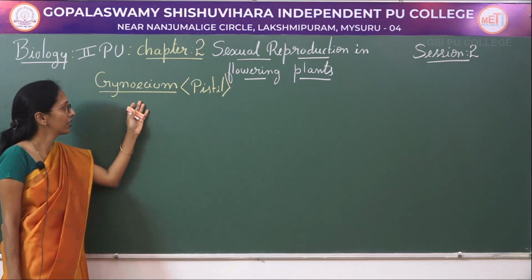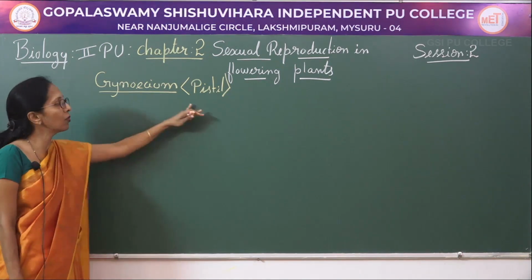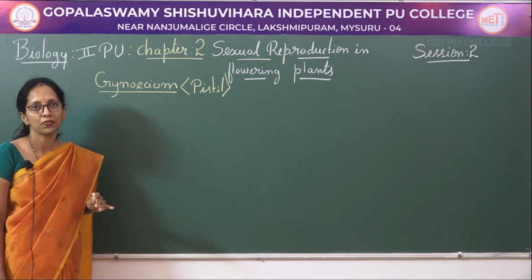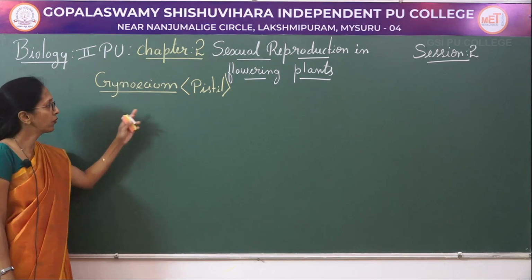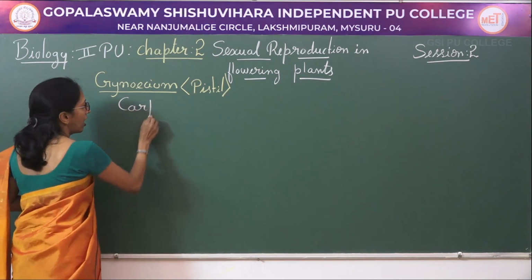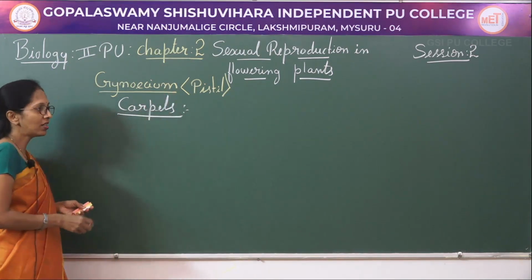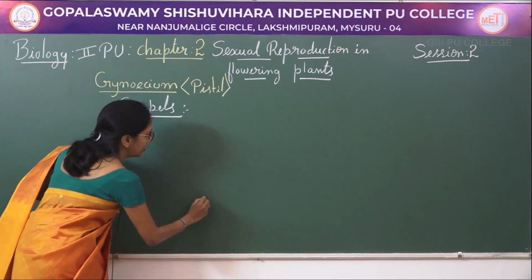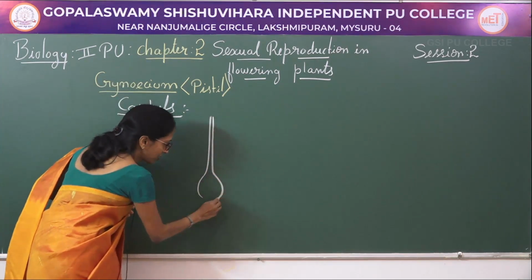Now, in this session, we are going to study the gynoecium. It is the innermost whorl of a flower and consists of female reproductive units called carpels. So, parts of a carpel: each carpel consists of 3 parts.